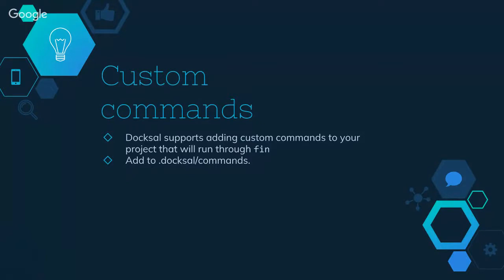So how do we actually make it useful to us? Well, any given project, you can add that in. You get that default database, you get that default web server, you get that CLI environment. How do you make it useful for your project? You need to start wrapping those custom commands into your project. And how do you make those? Where do you put them? In the .docksal/commands directory.